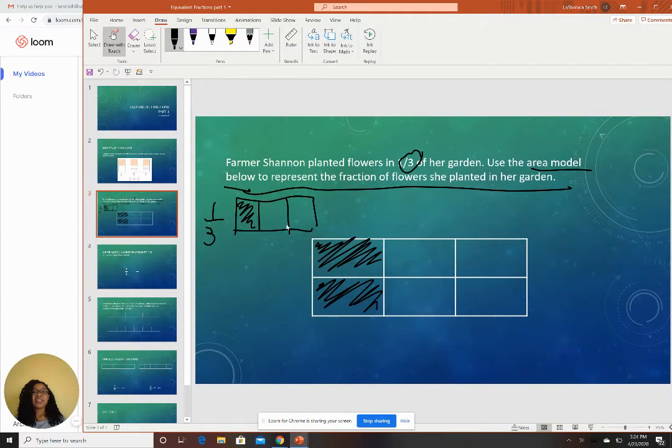But is this fraction the same as this fraction? No, because the pictures are different, but the values are the same. So we need to figure out what this picture represents. Well, it looks as if I have 1, 2, 3, 4, 5, 6 squares, so that would be my denominator, and 2 are shaded in, so that's my numerator.